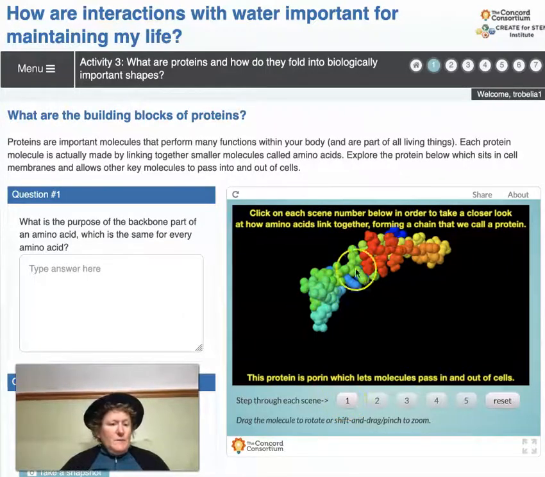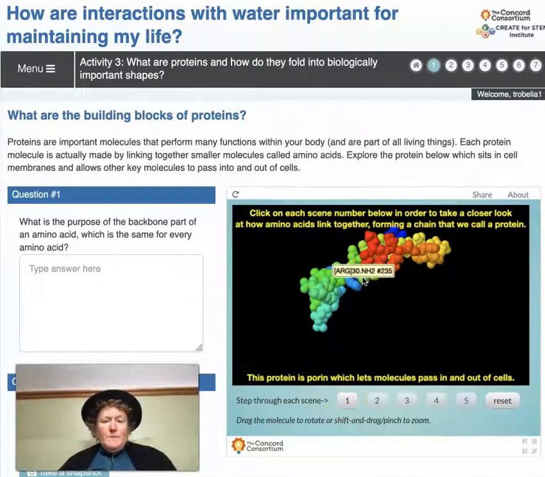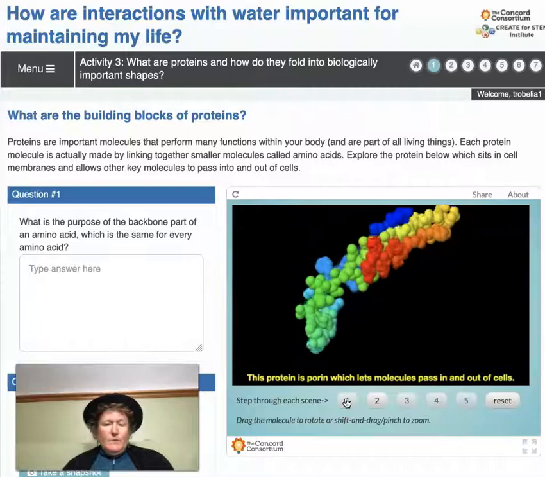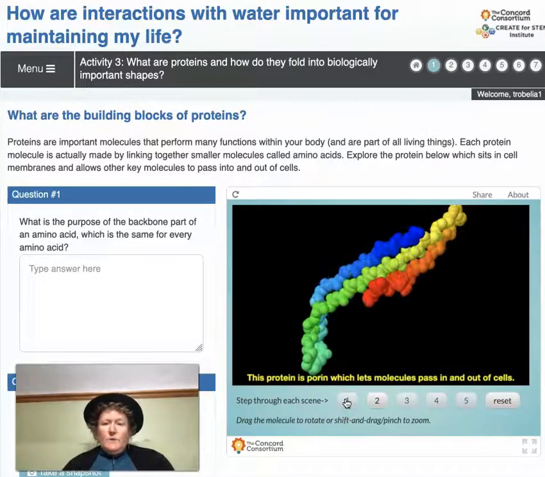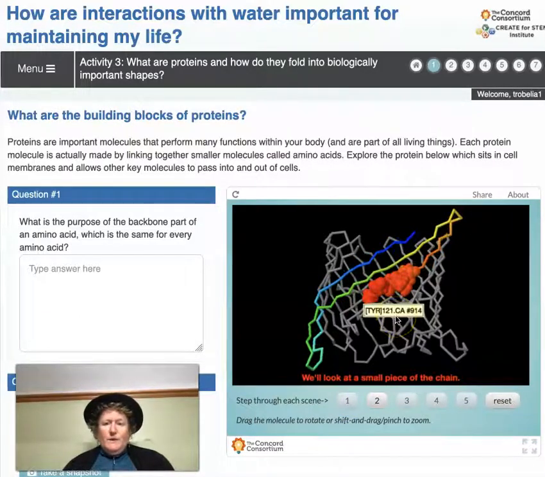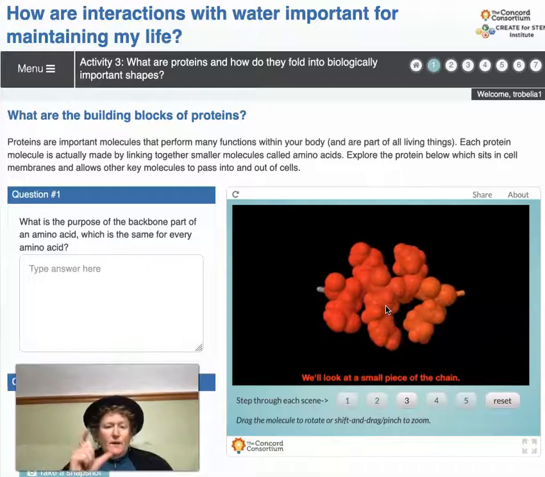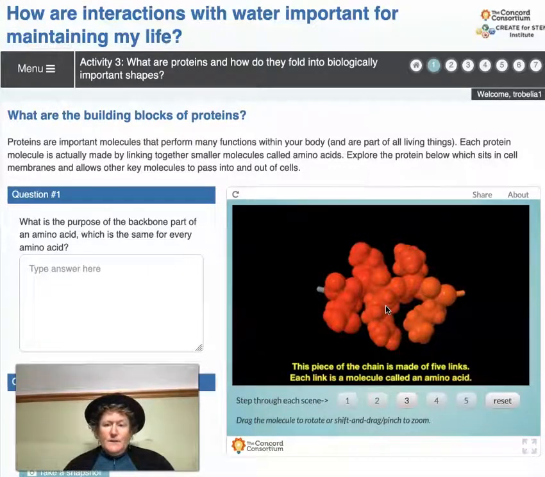This protein in this particular simulation is porin, which lets molecules pass in and out of cells. So we can press 1, and it'll rotate and show us a part of the protein here. And we're only going to study this very small part of the amino acid chain of this particular large protein. And that tiny chunk is 5 amino acids.